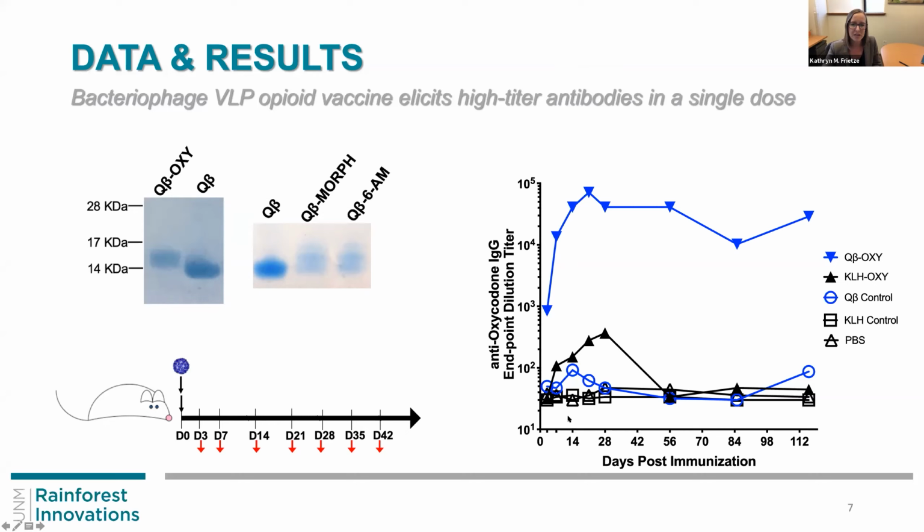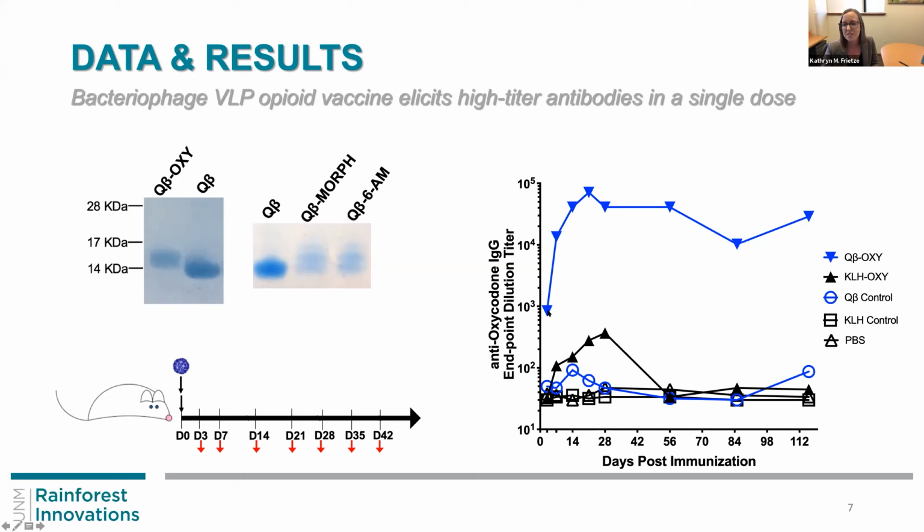The graph that I'm showing here is the antibody titers in mice after we immunize with a single dose. So we take a group of mice, we immunize with our oxycodone Q-beta vaccine or just Q-beta alone. And then we looked at how quickly the antibody response comes up. So we took blood samples at day 3, 7, 14, 21, and then on to look at how long the antibodies lasted as well. And so over here in this graph on the x-axis, we have days post-immunization, and then on the y-axis, we have the actual antibody titer.